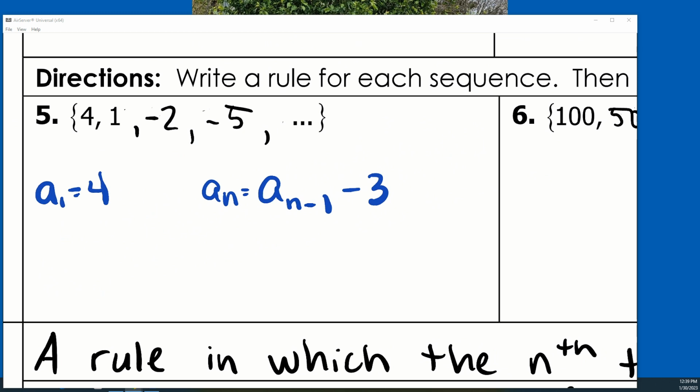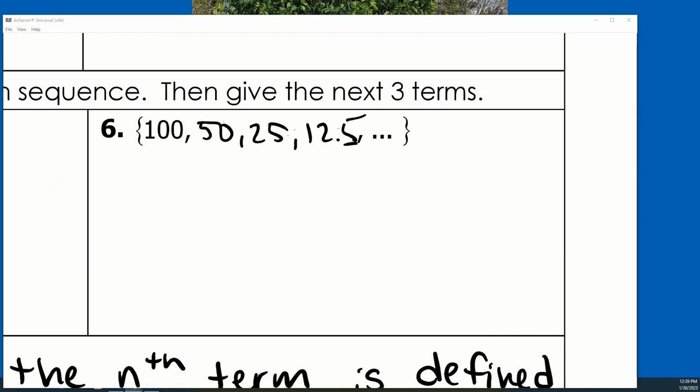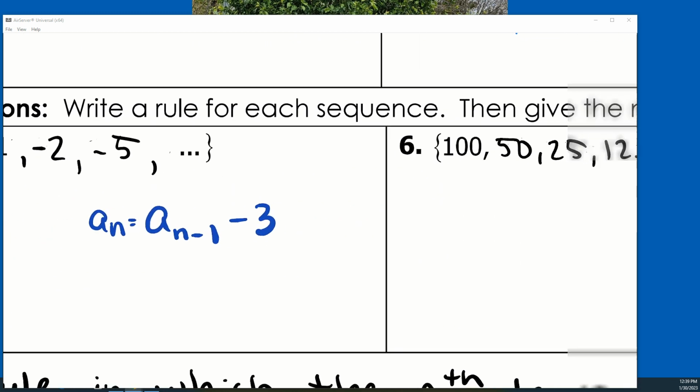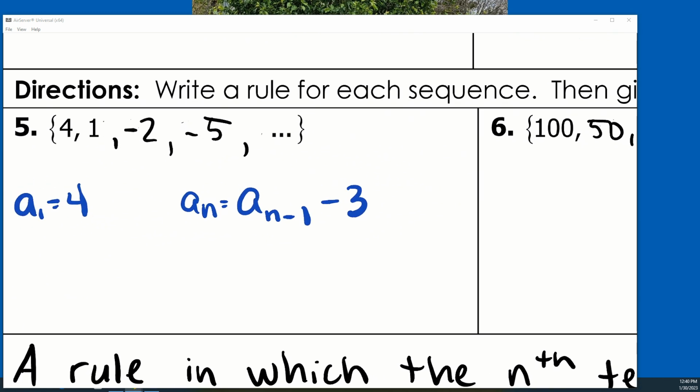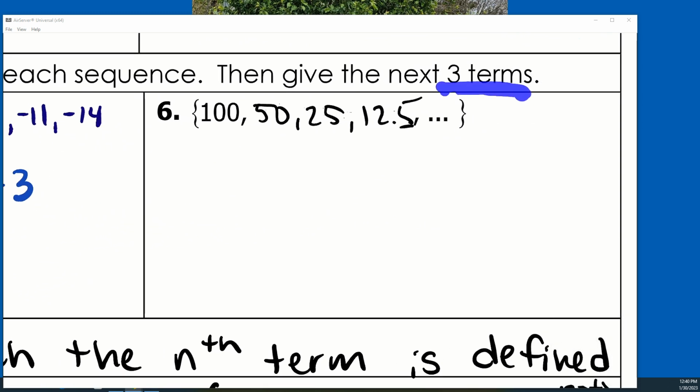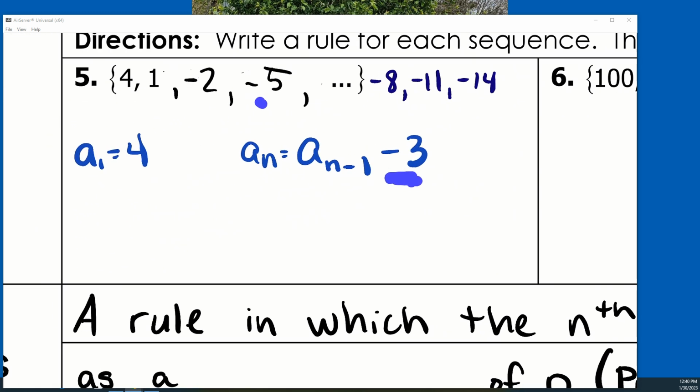All right, y'all okay? All right, let's look at the next one. All right, we're going to write the rule. Oh, hold on. We're also going to find the next 3 terms. I didn't follow all the directions. So after -5, we're just going to keep subtracting 3. So that's -8. And then just keep subtracting 3 until we get 3 additional terms. I just continued the pattern for the directions, say, to find the next 3. So we're subtracting 3 each time, so I just kept subtracting 3.